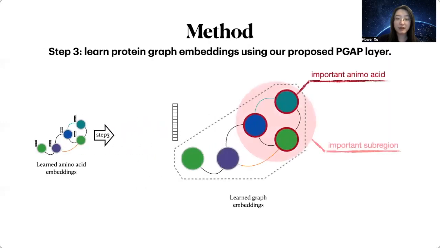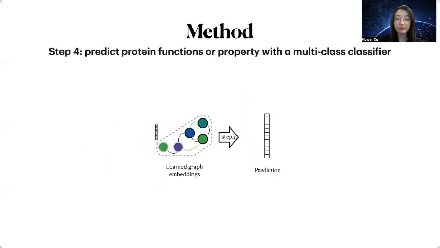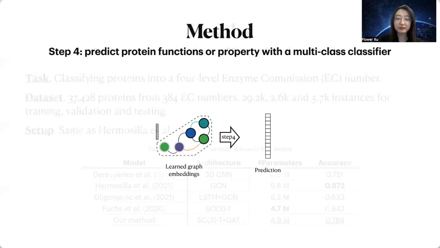With the PGAP layer, we can assign node importance scores according to attention weights for edges in the protein graph after model training. These scores can be further used to identify important amino acids and important regions of proteins. In the last step, we predict protein functions or properties with a multi-class classifier.